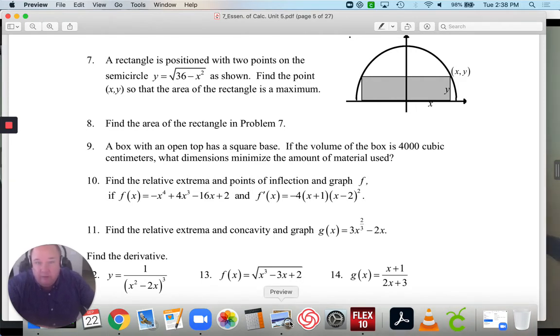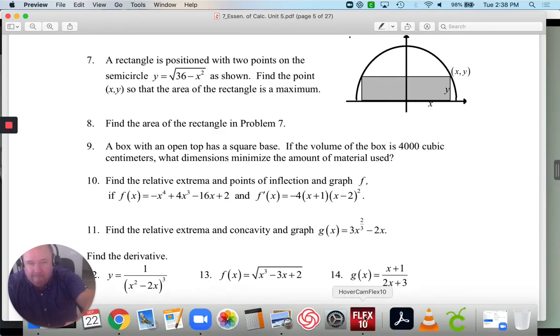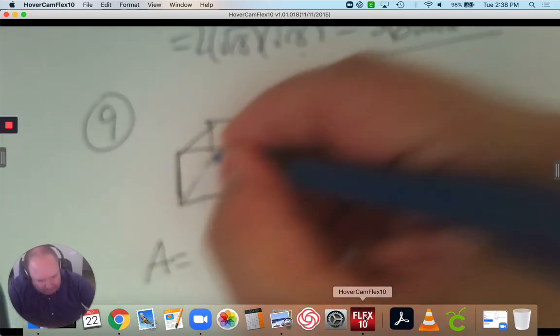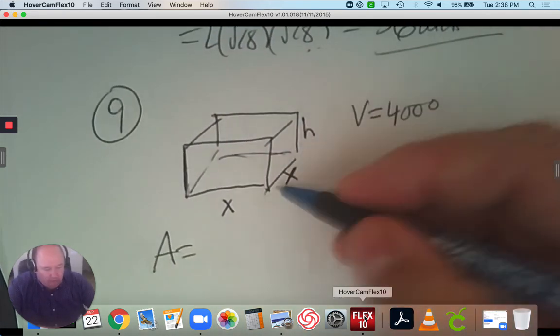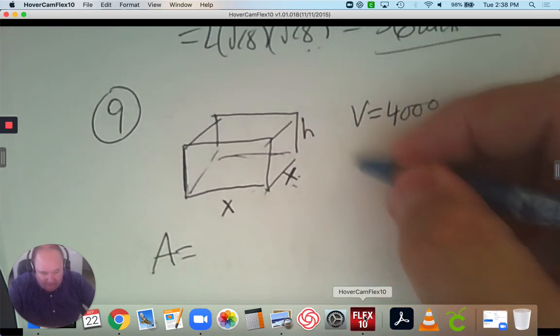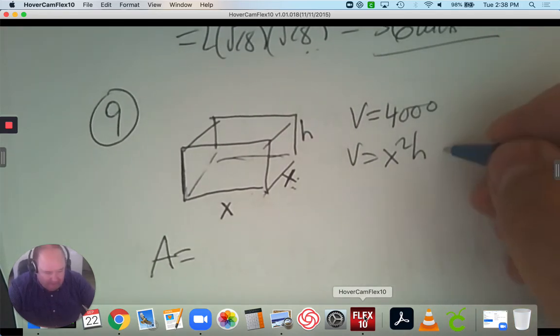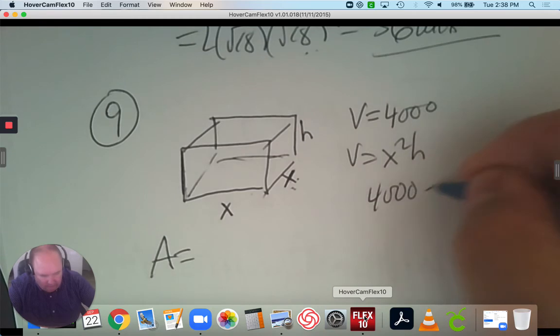It says what dimensions would minimize the amount of material. And the amount of material to use for the box is called surface area or just area. So that's my goal. Let me see what we got here. So I have a square box. So the square is x and x, whatever that is. It's the same because it's a square. And then the height. So the volume is x times x times height. And we know the volume is 4,000.